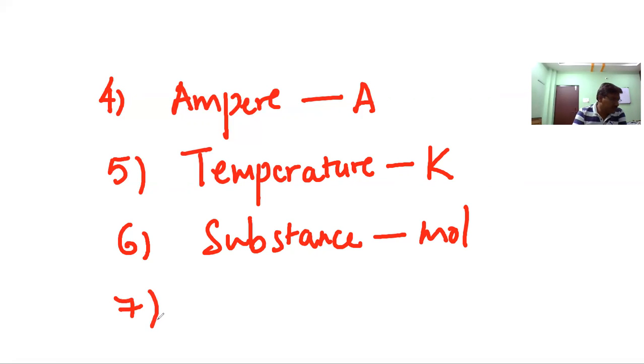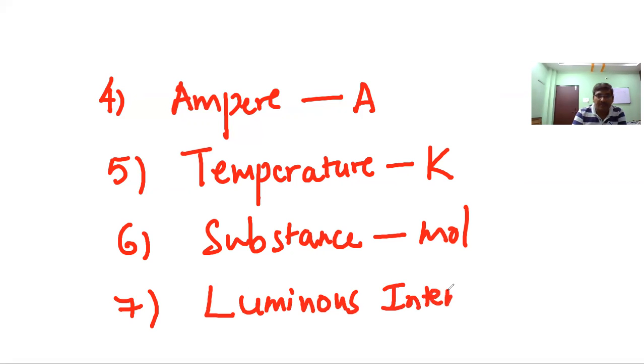The seventh one is luminous intensity. That is, its unit is candela, CD. Ampere notation is A, and the temperature notation is K. Substance, it is mole. Luminous intensity is candela, CD.